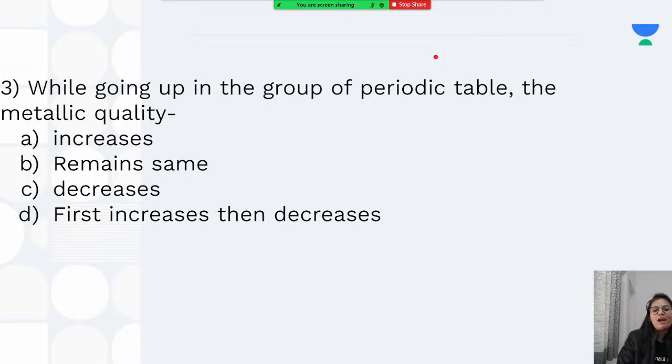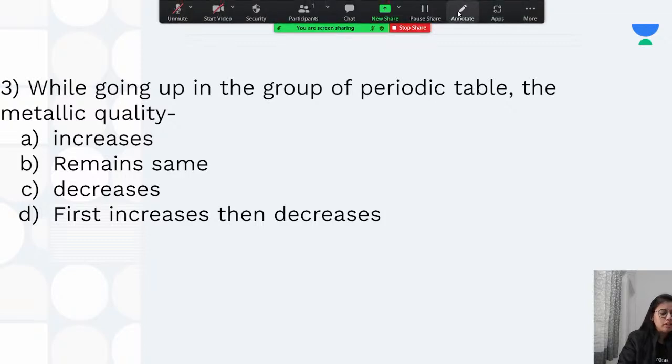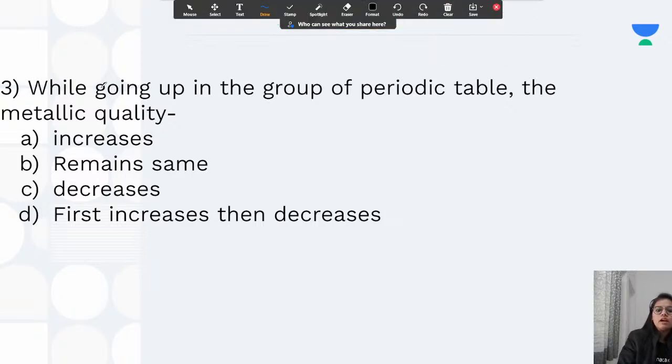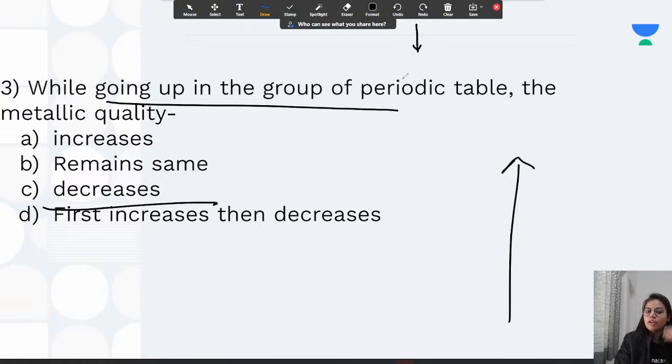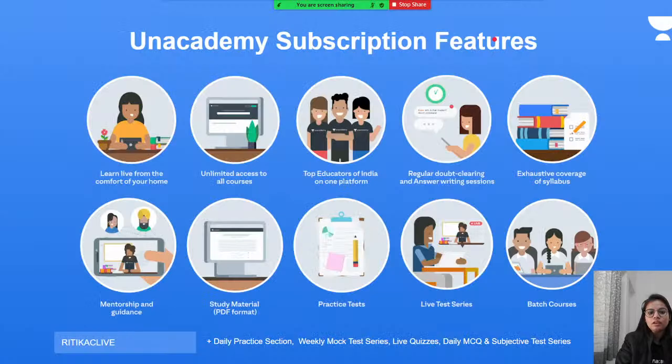And the next, while going up in the periodic table, the metallic quality. Now you have to read the question properly here. While going up in the group, so as we move from down to top, what will happen? The metallic quality will decrease because as we are moving from top to bottom, the metallic character is increasing. So if we talk about the opposite, it is obviously going to decrease.